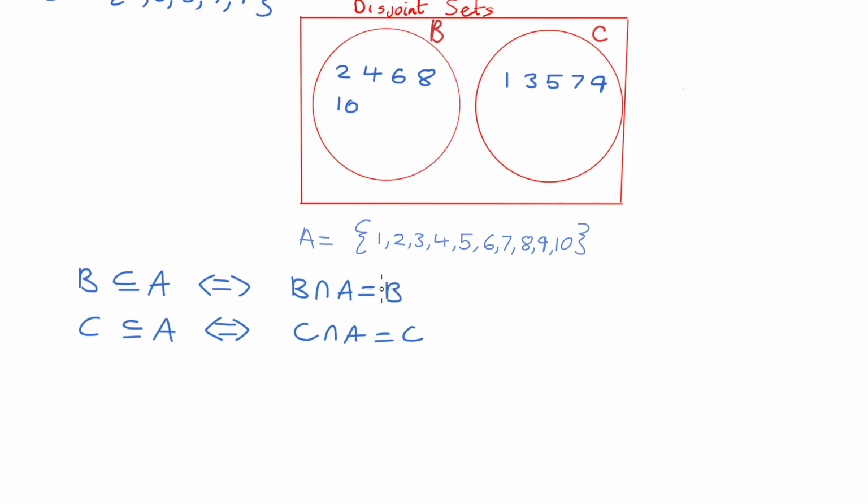Okay, let's look at the union of two sets now. The union of two sets is the set of elements in either set. So if we write B union C, this will be the even and odd numbers from 1 to 10, which is A.